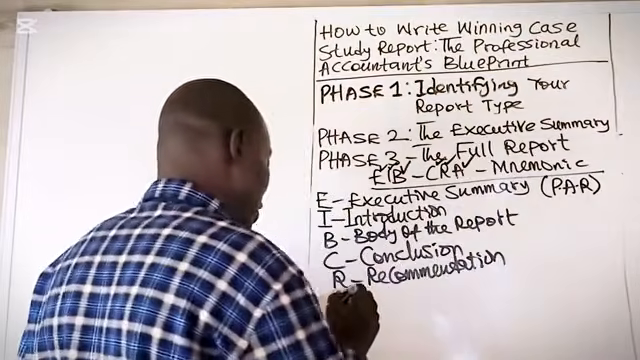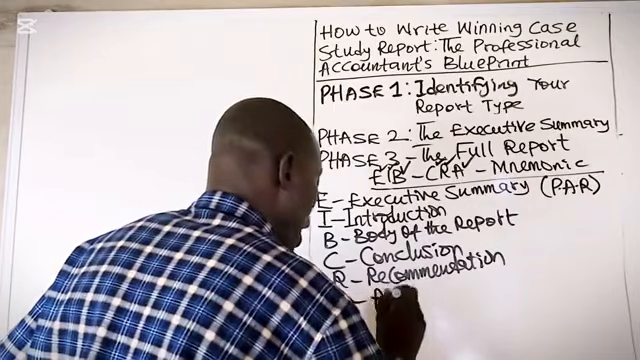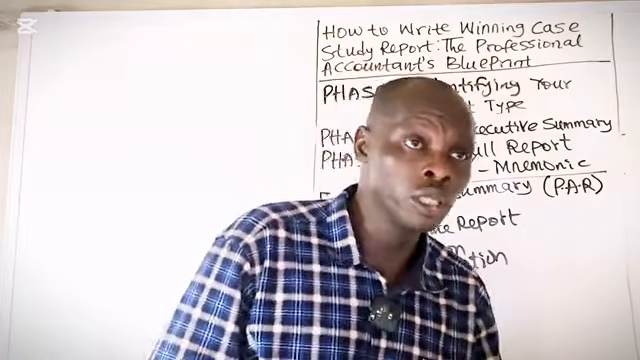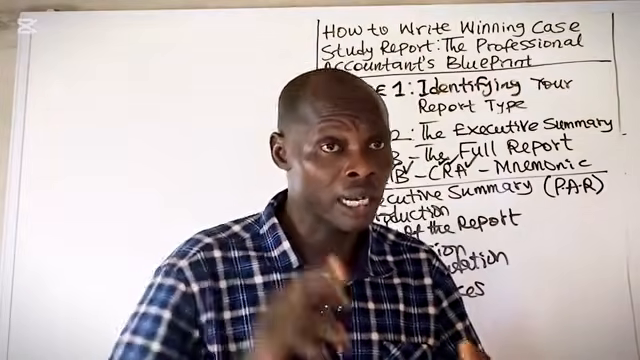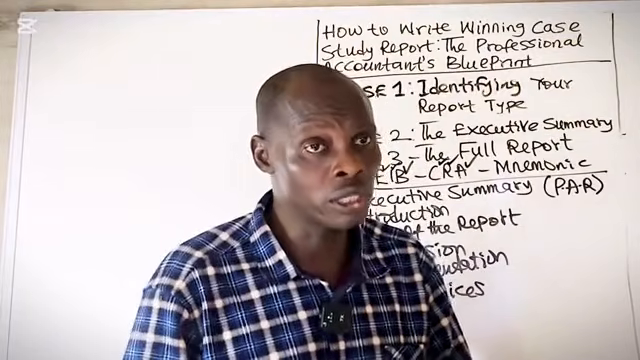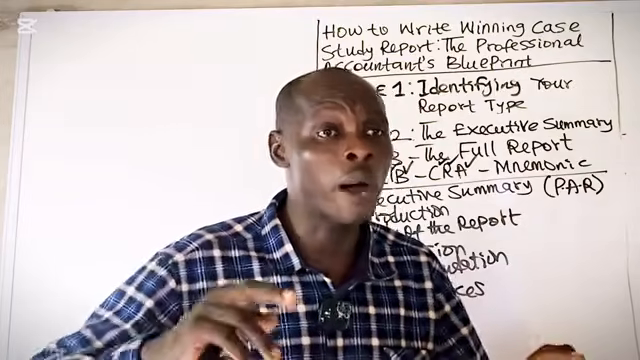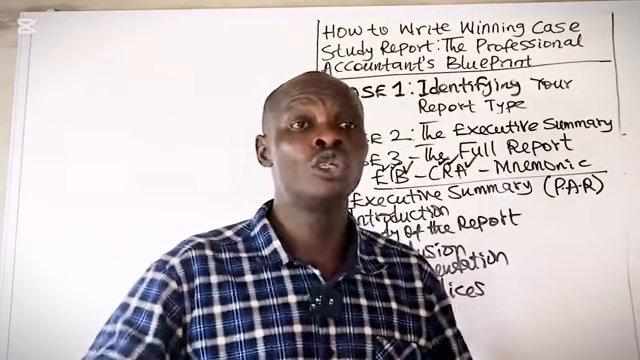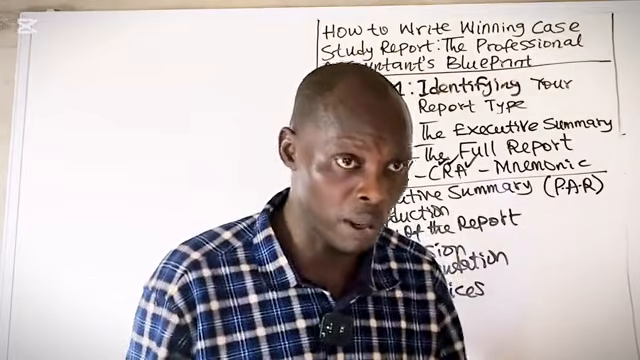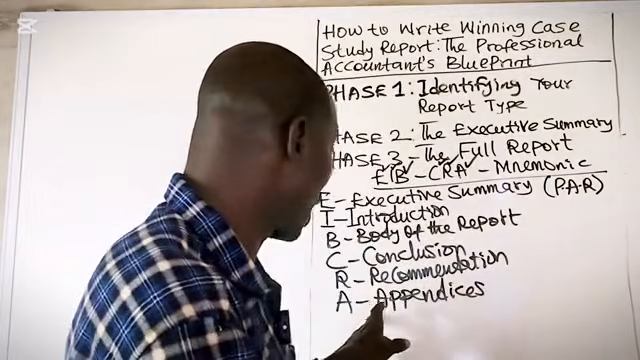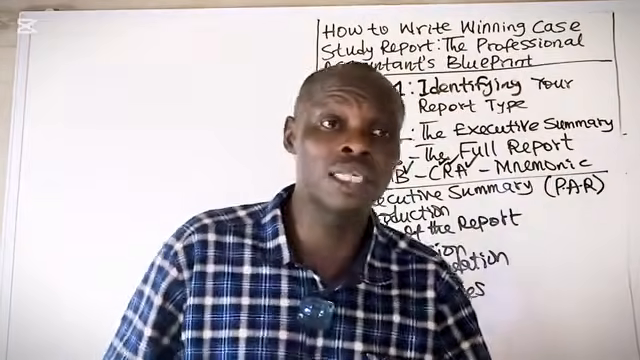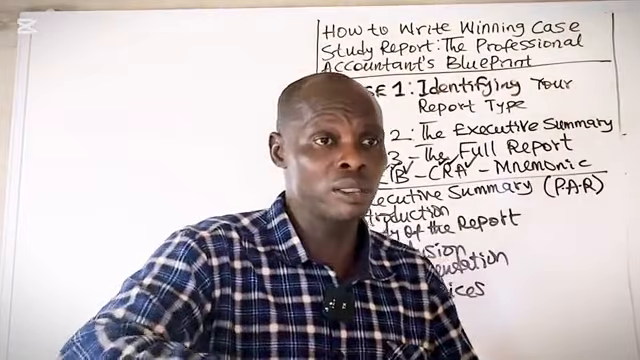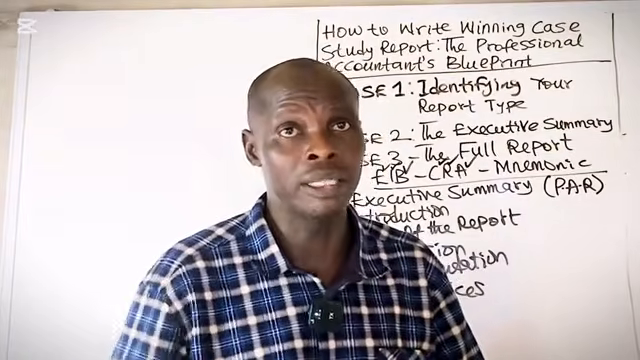Letter A for appendices. This is where you put your heavy lifting, the technical math, NPV calculations, ratio analysis, and other heavy calculations. You must reference them in the body of the report, for example, as shown in Appendix 1.